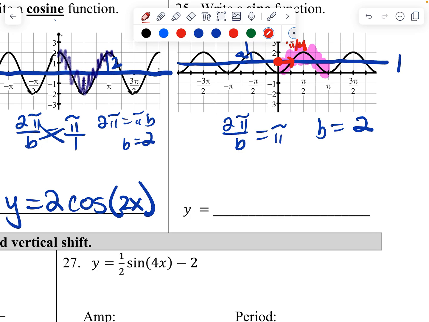So our equation, 1 sine of 2x minus pi over 4. And then we would have a plus 1.